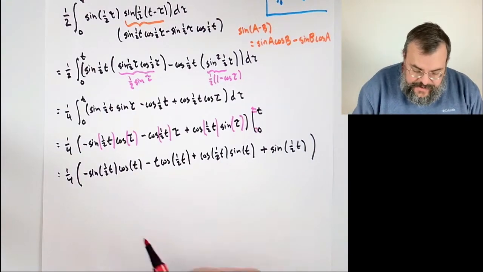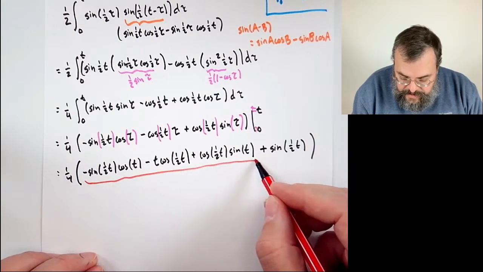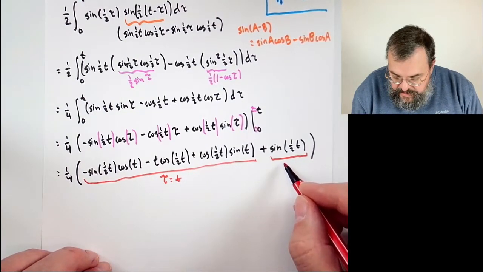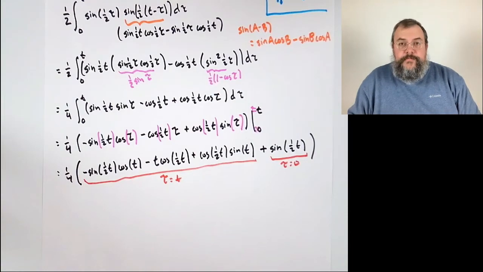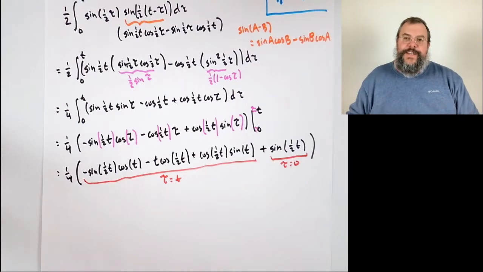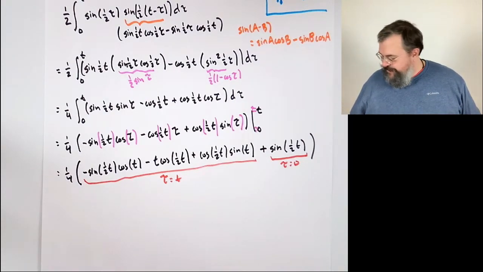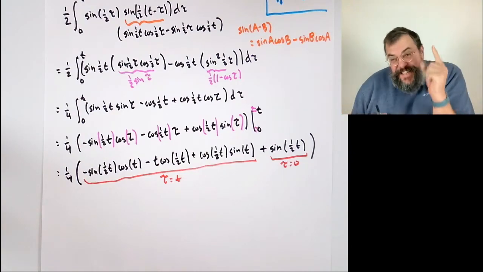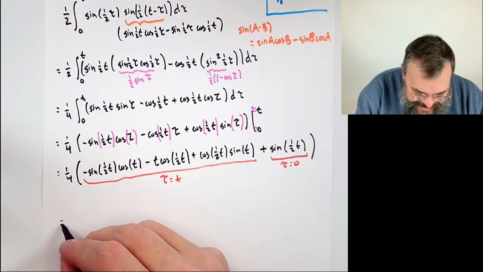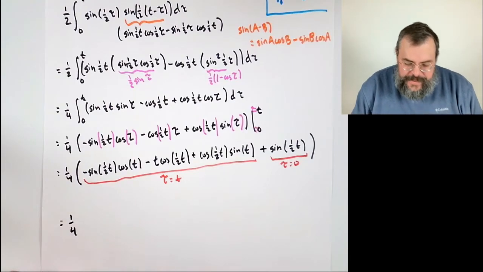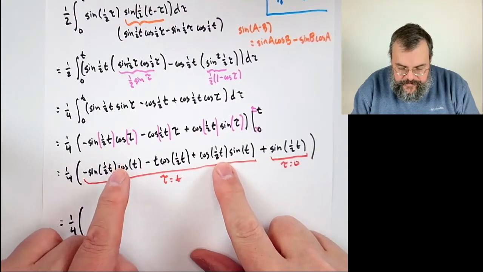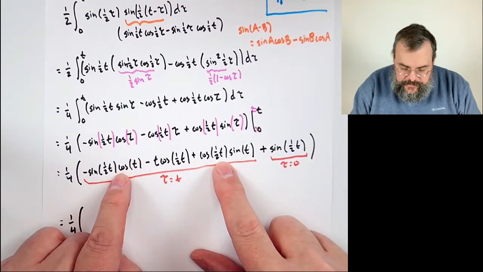So this is, again, this part here. This is tau equals t. And this part right here, tau equals 0. All right. Now we're almost in the home stretch. And you're just thinking like, what? And keep in mind, this is just one little piece. Okay, equals 1/4. Now, let's stare at this for a second and see what we have.